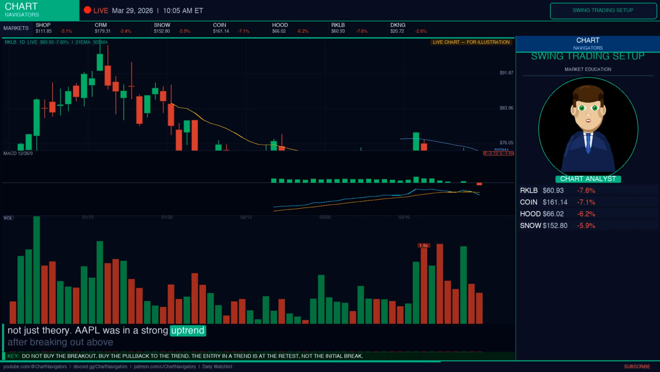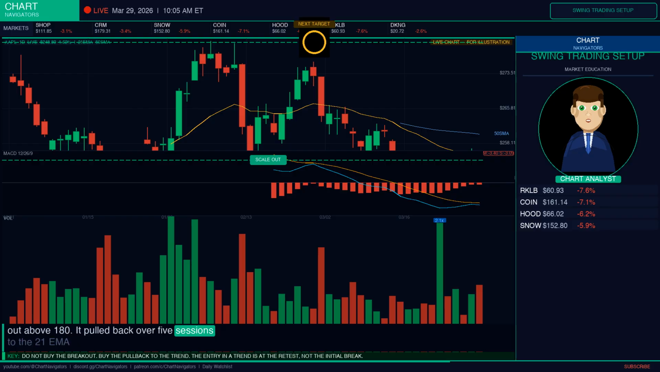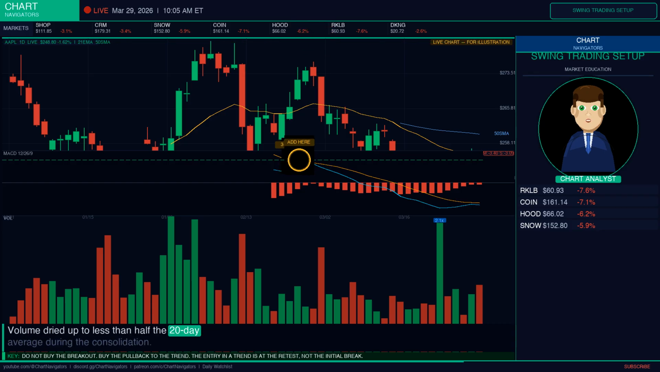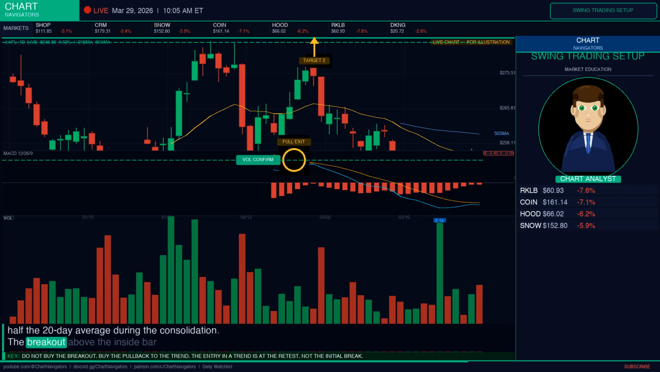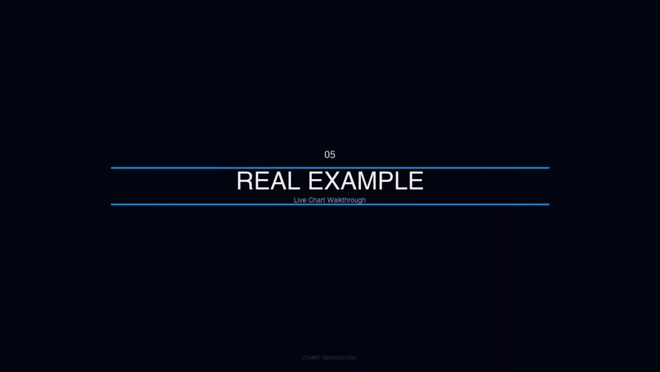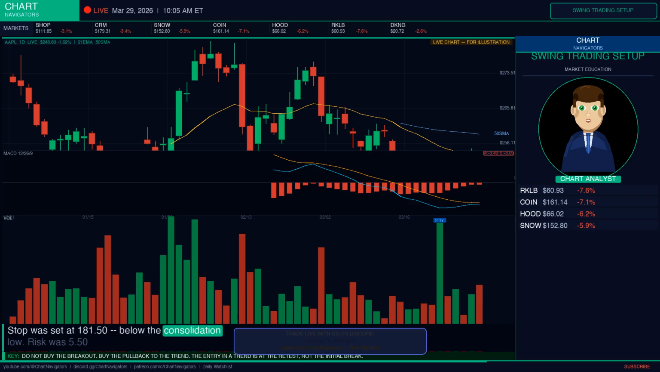Apple was in a strong uptrend after breaking out above 180. It pulled back over 5 sessions to the 21 EMA at 184, forming a tight inside bar consolidation. Volume dried up to less than half the 20-day average during the consolidation. The breakout above the inside bar high at 187 triggered the entry. Stop was set at 181.50, below the consolidation low. Risk was 5.50 per share. Apple ran to 199 over the next 4 weeks, 12 points gained on 5.50 at risk.